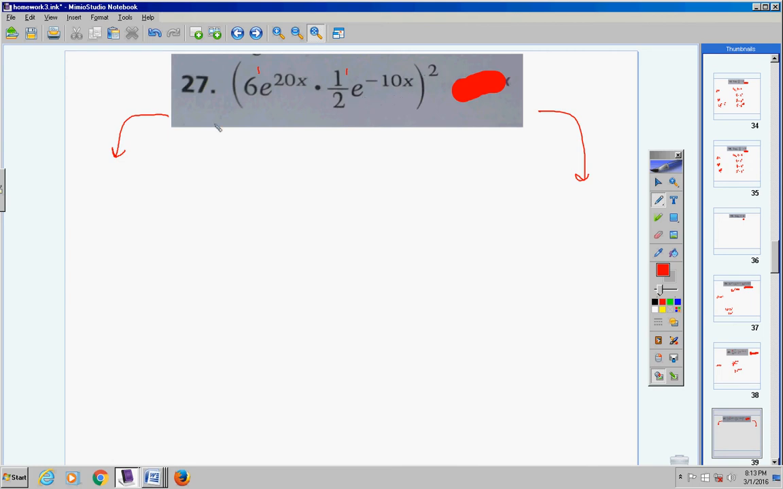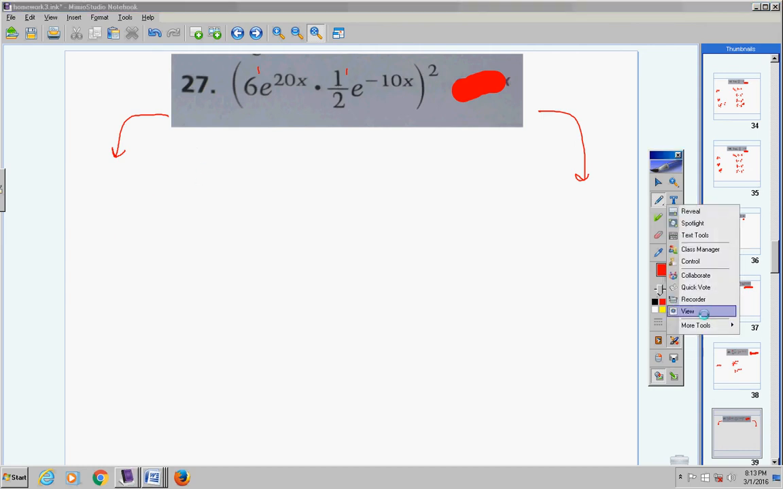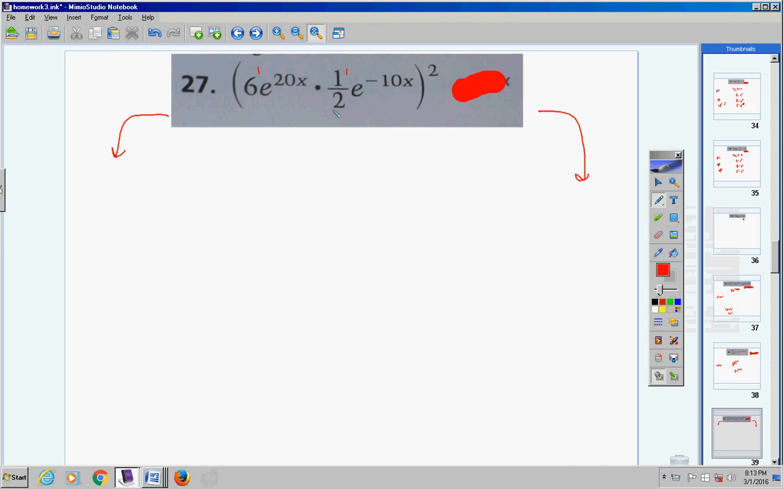Now this first way that I'm doing this, I do not recommend this first way, but I'm going to do it this way, then show you an easier way. So here we go. We take the 2 and we're going to multiply it through. So 2 times 1 is 2. So 6 squared. 2 times 20x is 40x. Now again, I don't recommend this way, but it's okay to do it this way. Now the 1/2, be careful. The 1 and the 2 get a 2. So it's 1 squared over 2 squared. Be very careful there, okay? And then e to the negative 20x.